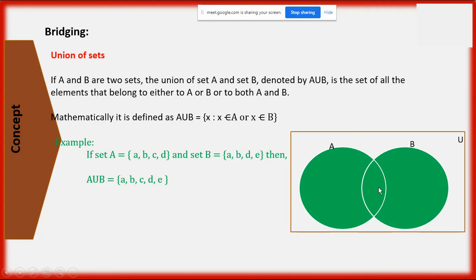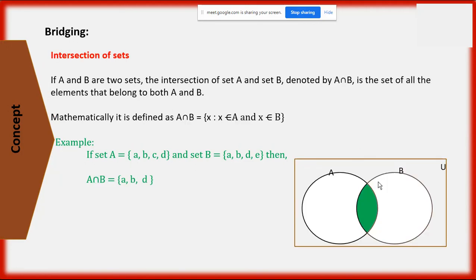In the example, we can exclude the common elements from sets A and B, and we write the remaining elements of set A only to find A minus B. To find B minus A, you just have to apply the reverse process.